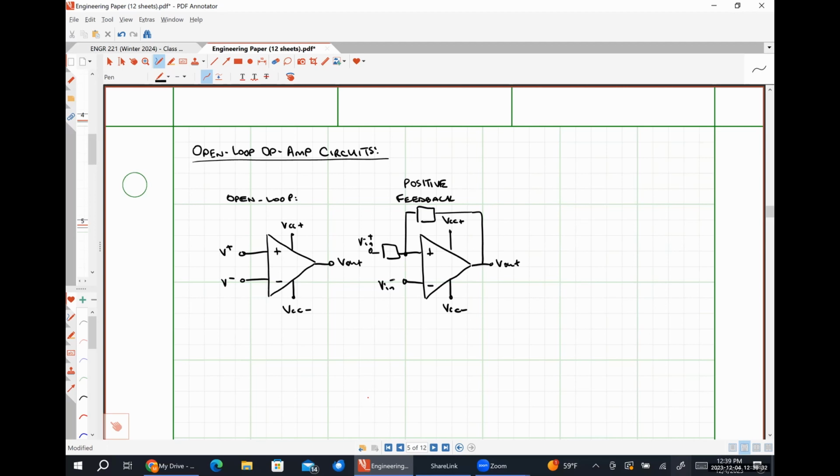So we might apply our input voltage at the left-hand leg of that generic circuit element. But the main part of positive feedback is that we have a feedback path from the output of our amplifier back to the non-inverting input terminal. Negative feedback is effectively going to be the exact same thing, except that our feedback path is going to go to the inverting input terminal.